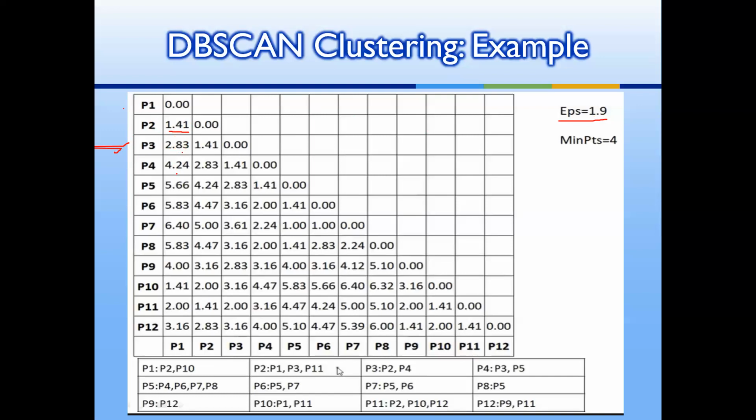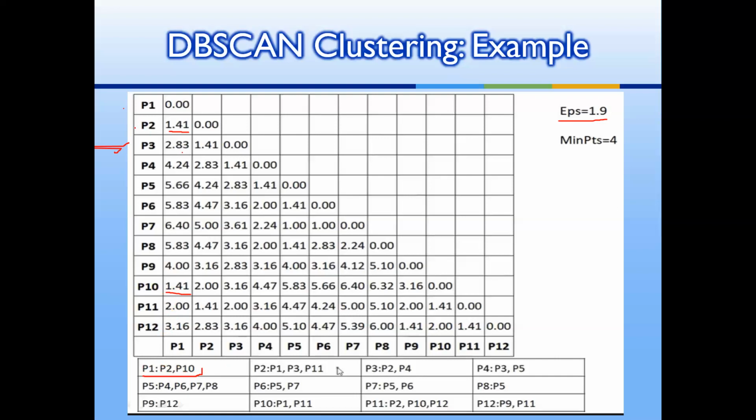Again, P4 is not a neighbor, and P5 is not a neighbor. After P2, P10 again has a distance less than the epsilon value, so we consider P10 in the P1 cluster. P11 and P12 do not satisfy the criteria. So we have obtained one group of points by considering P1 as the center point. P1 covers these 3 points: P1, P2, and P10.